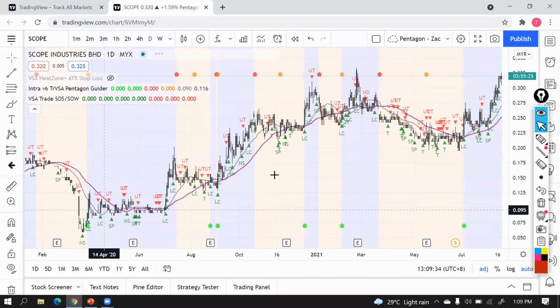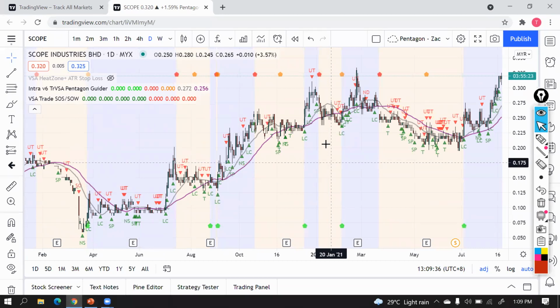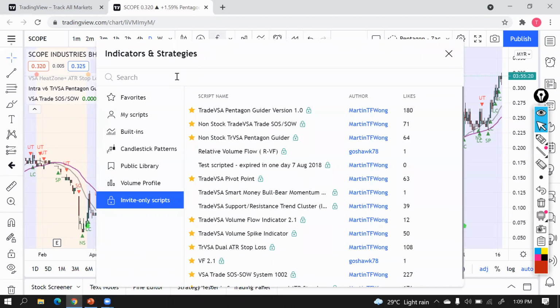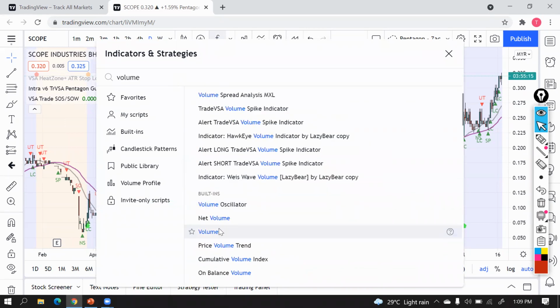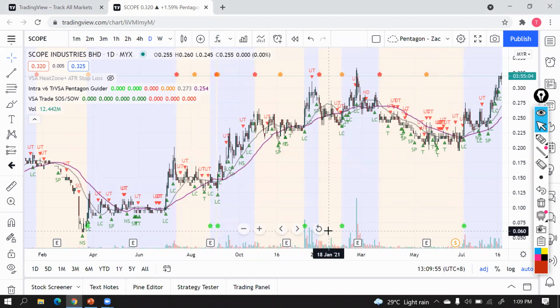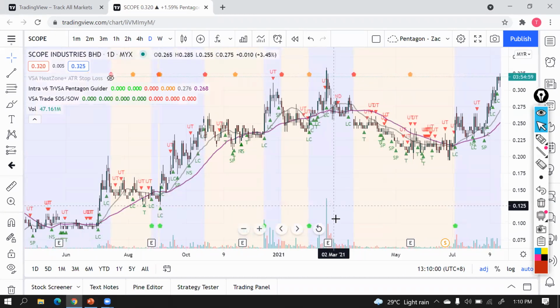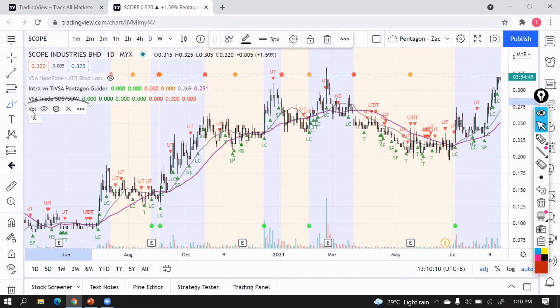If, for example, you accidentally deleted the volume, click here on FX, and on the search bar just search volume. Go to built-in, which means they are indicators under TradingView by default. Then just click volume, and you should be able to see the volume at the bottom. And how do you split it into 2 panels? There are two ways you can do it. Either you go to the settings area over here under the volume indicator. Hopefully you can see this. Let me mark this up, around here.